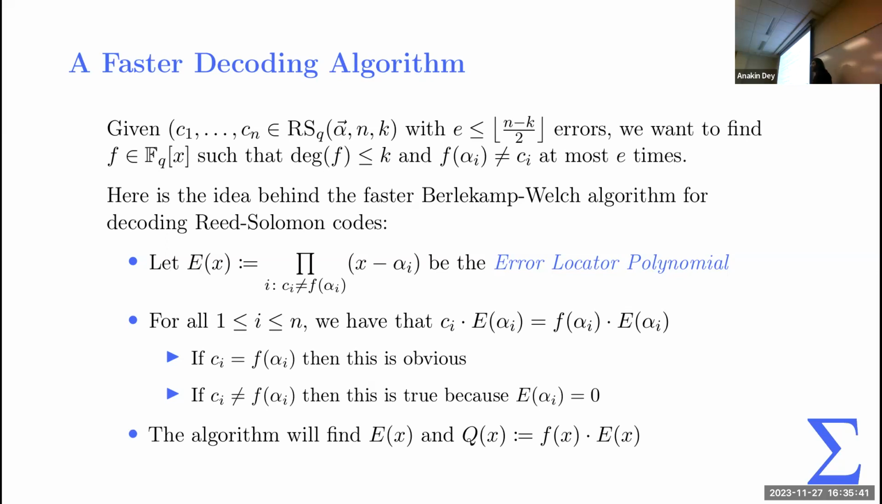And so the idea is we're going to find this polynomial E and a polynomial Q such that Q is equal to f times E. If we find E and we find Q, we just do division and we find f. Simple enough? Those are the 2 steps: find E and Q, and then divide. That's it. All of the work is just going to be finding these polynomials.